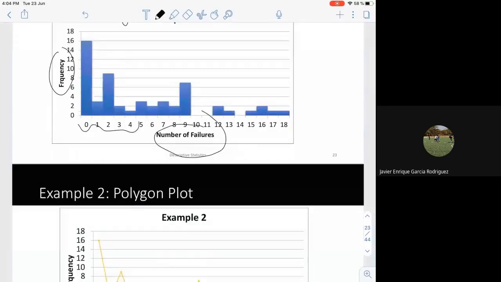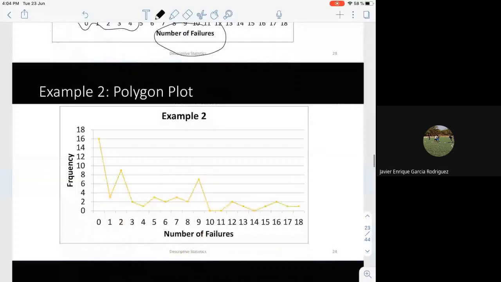The polygon plot is just a different way to represent the same thing. So how does this work? For each value of the variable, for example, zero failures, you just need to plot one dot, frequency 16. For this one, the frequency is 3, for this one frequency 9. So you keep going. You just plot the dots, and then you connect the dots. Once you connect the dots, you get the polygon plot. It's a different way to represent it. It's just a line.